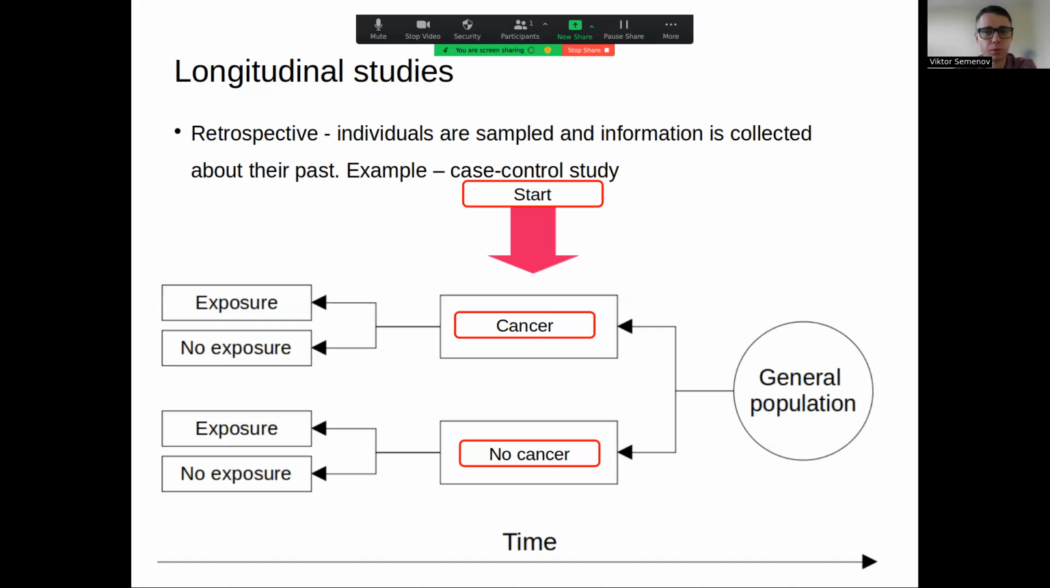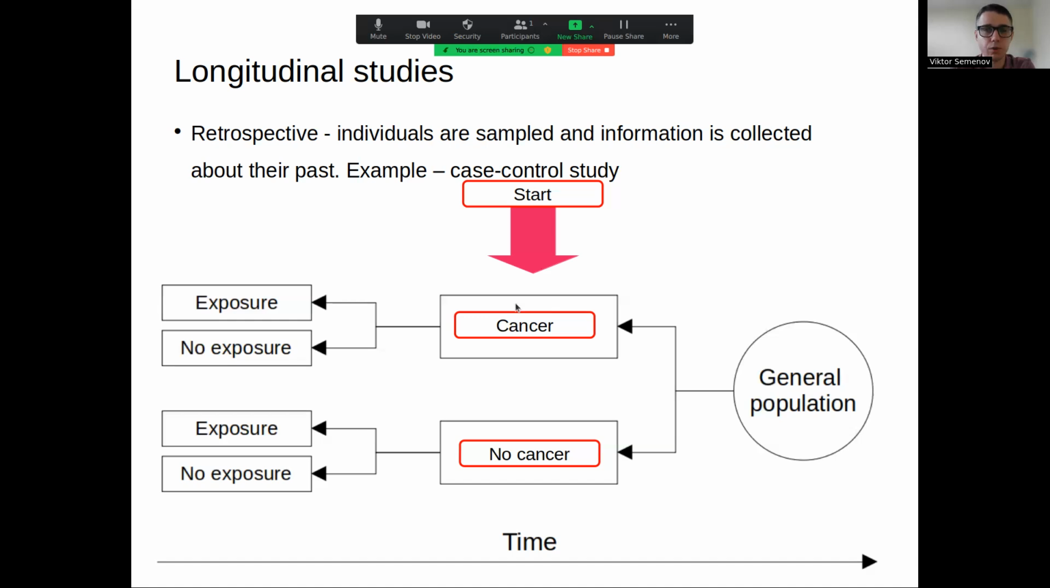So we don't have to follow people for decades. We already have these decades, which are reflected in their medical records. So in this case, it is a simpler but less reliable design of a study. But still, case control studies are very good when you have limited resources, and you have a pretty well justified hypothesis, and you have good sources of information about the past of the study participant. In this case, a case control study might be very useful.